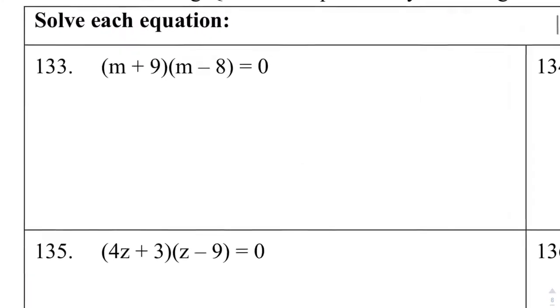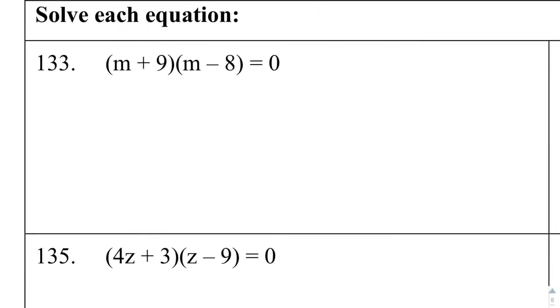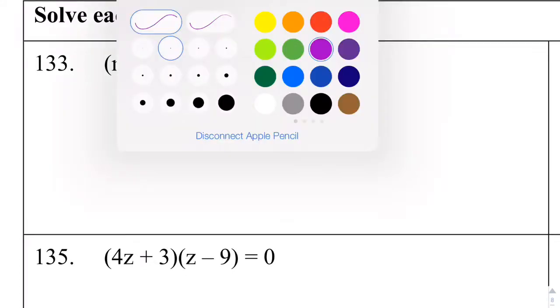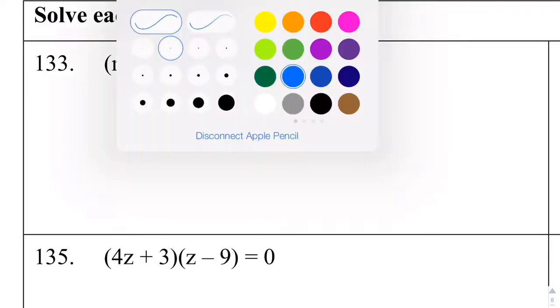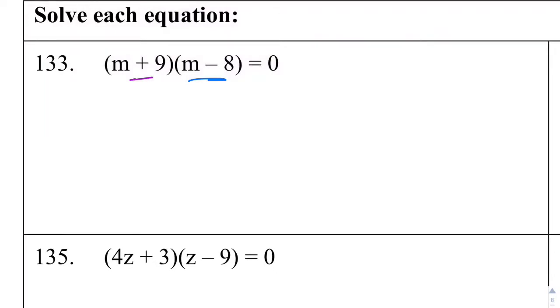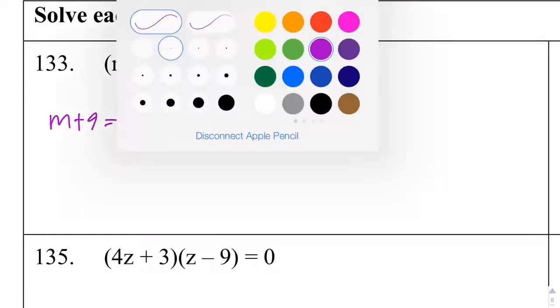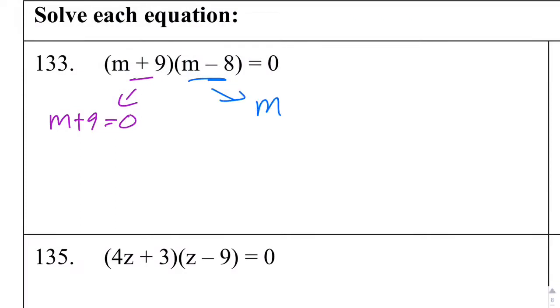So we have an equation already factored. We know it's already factored because we've got these two different factors, these two different parentheses. Essentially, it's saying the factor in purple times the factor in blue equals 0. If you're going to have two numbers being multiplied together and the result is 0, there's only one way that happens: either the first thing is 0 or the second thing is 0.